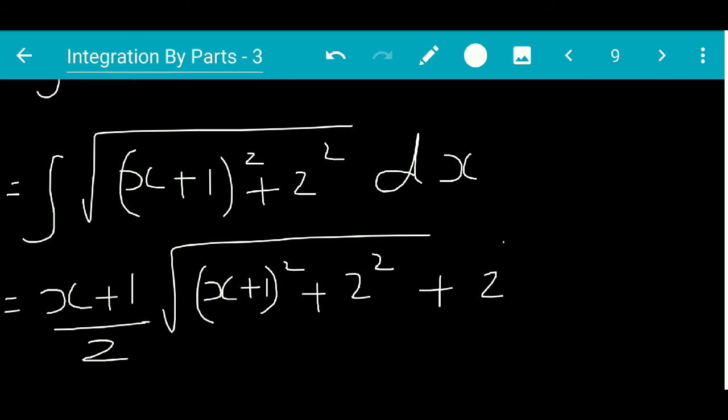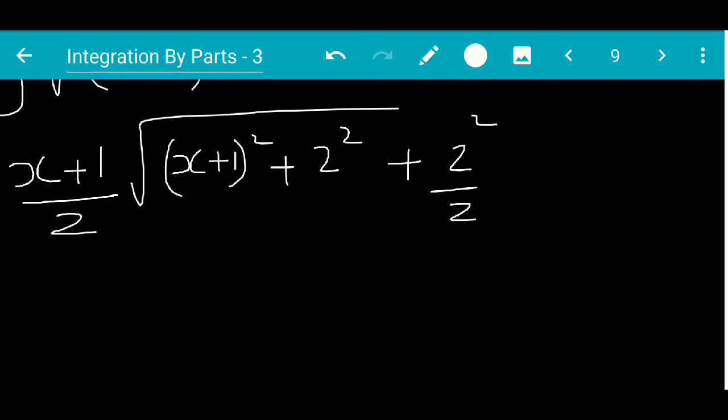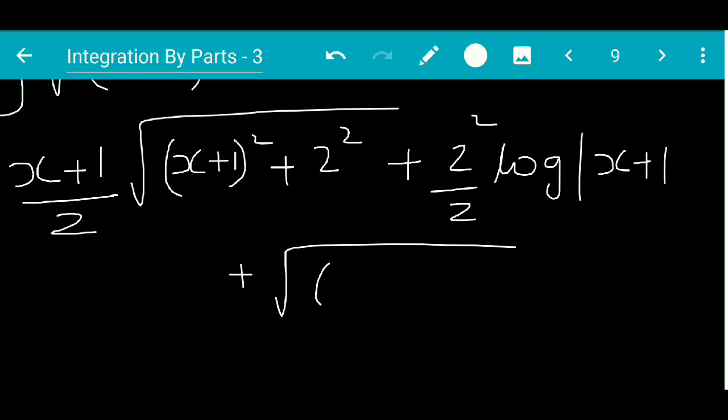that is 2 square upon 2 log mod of x plus 1 plus root of x plus 1 the whole square plus 2 square, plus c. Now this is as good as our answer, but to put it in a more presentable form, we have to go further and come to the root sign.